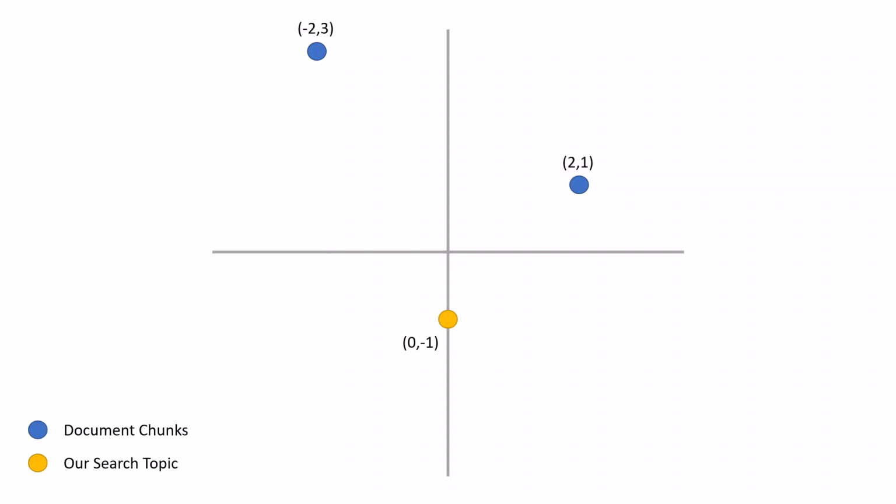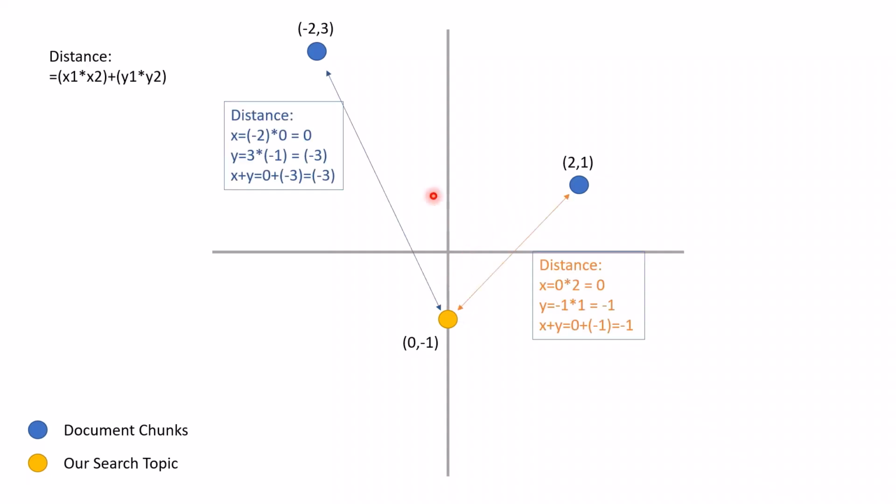Here we just have 2 sample documents that are completely fabricated, and a question. Remember, in our case we had 1024 dimensions in our vectors. To make this simple, I just have 2. So our question's vector is 0 and -1. Then we have 2 document chunks, one that's -2 and 3, and one that's 2 and 1.